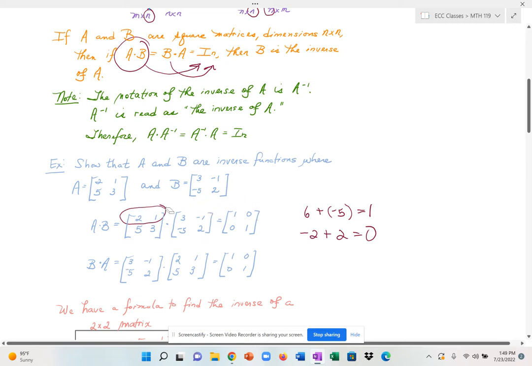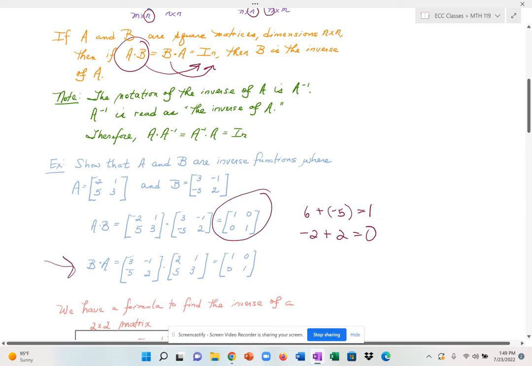And if you repeat that process using the second row, and multiply by the first column, you'll get 0. And then 5 and 3, the second row, gets multiplied by the second column, and you get 1. So your result is I sub 2. My diagonal has 1s in it, and the other entries are 0. So this result proves that A and B are inverses of each other.